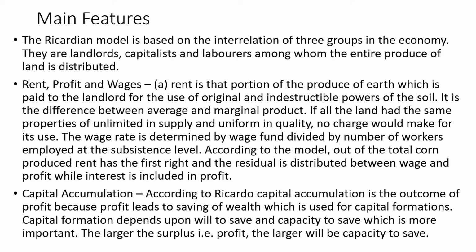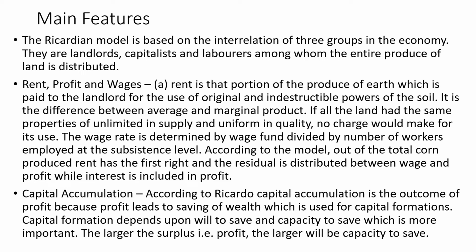Right. Now, as in the case of Adam Smith, the Ricardo model too has certain important features. The Ricardo model is based on the interrelation of three groups of the economy. We have already discussed the groups. These are landlords, capitalists, and laborers. In the words of Adam Smith, it is different, but almost the same thing, like farmers, capitalists, etc. So these people, whatever they do, would affect the other groups. Whatever the landlord does would affect the capitalists and laborers. Whatever the laborers do will affect the capitalists and landlords. Okay, so their actions are interrelated.